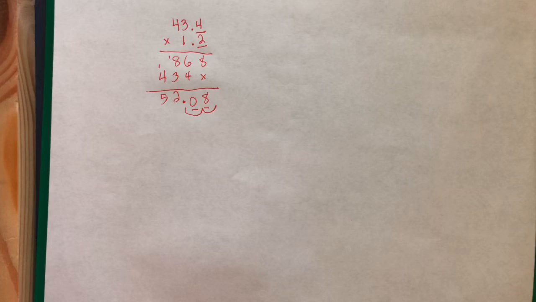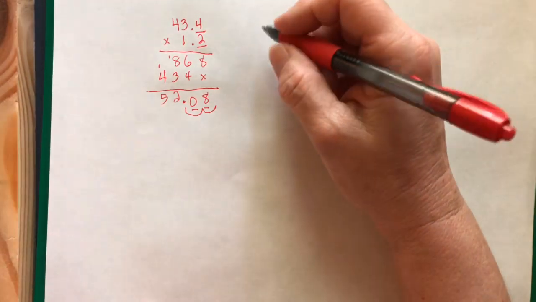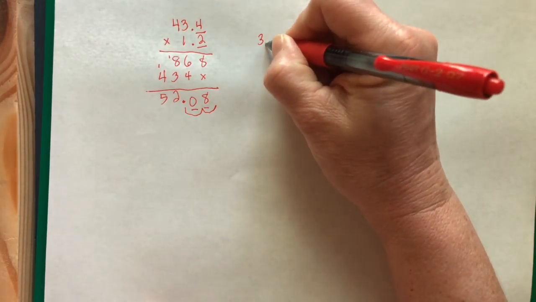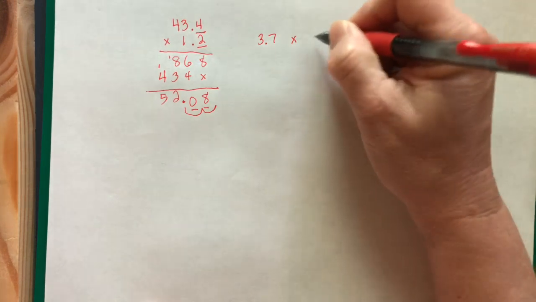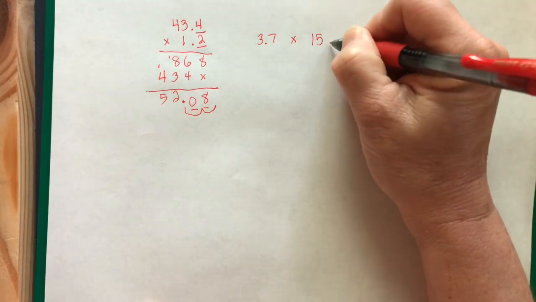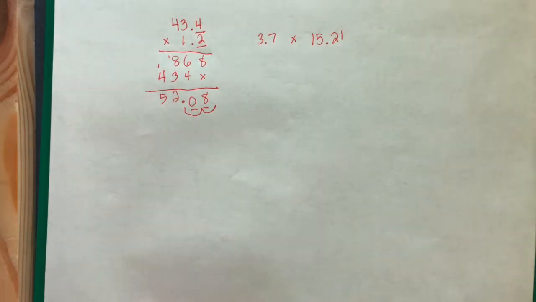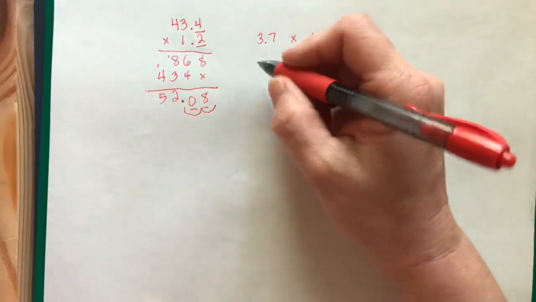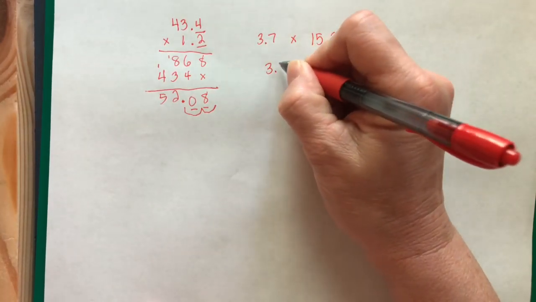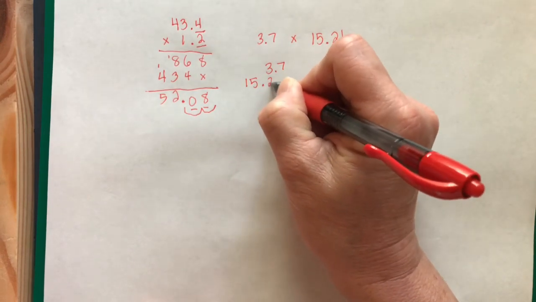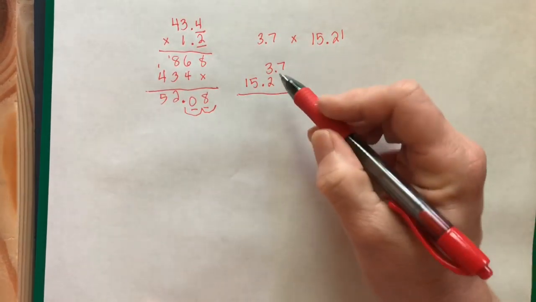Now let me show you another one that can be tricky for people sometimes. Sometimes you'll see something written like this: 3.7 times 15.21. Let me show you some things I see people do that make this problem more difficult. First of all, I see people write it like this: 3.7 times 15.21. Now, you can certainly do it that way.